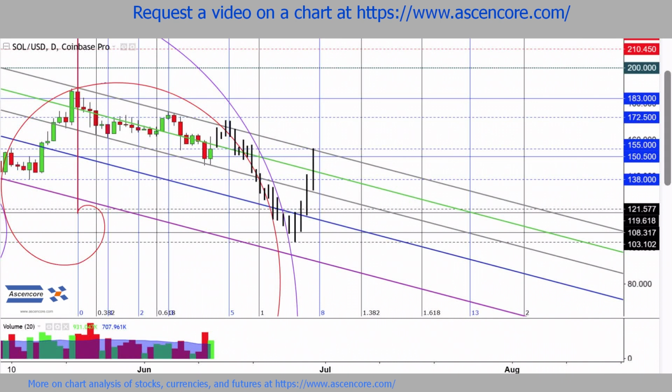In such a case, a likely path lower would be along the spirals, down towards the low 100s, where there is better potential for more significant support.